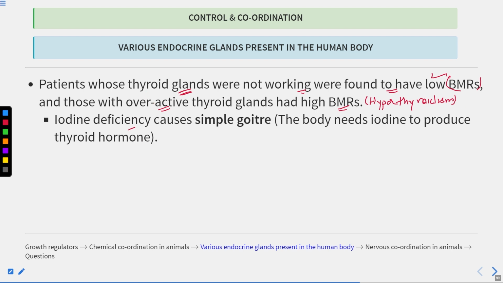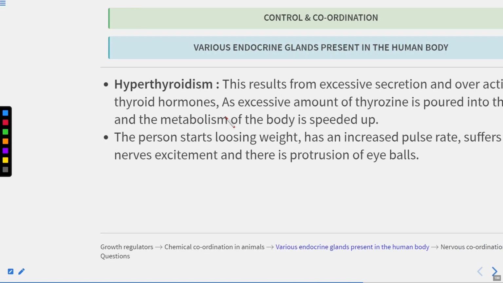Now, iodine deficiency will cause simple goiter. Why? Because the body needs iodine to produce the thyroid hormone. That's why it is very essential to take iodine in the diet. Clear? And goiter, I have already told you. Goiter is the abnormal size of the thyroid gland.